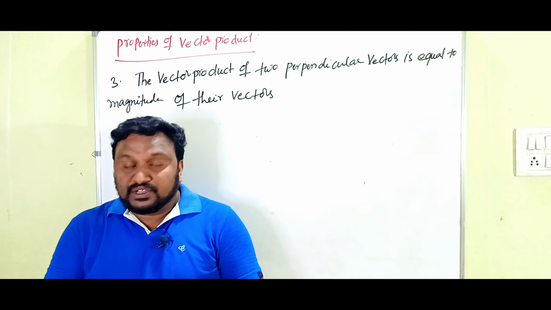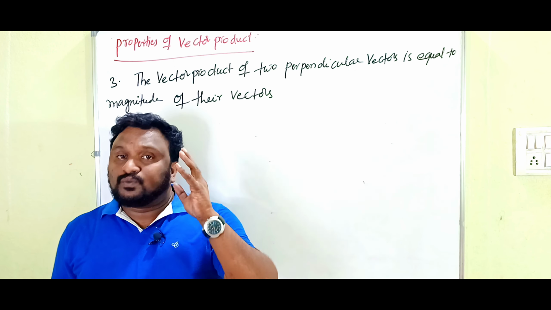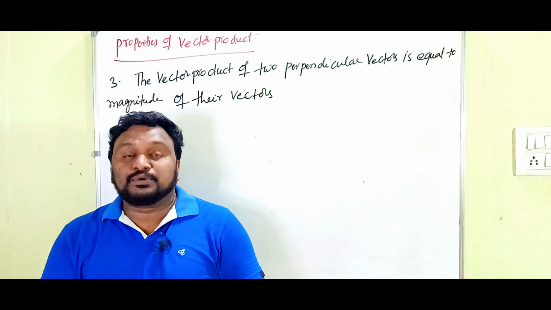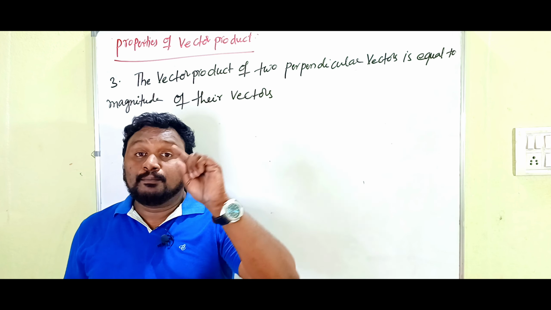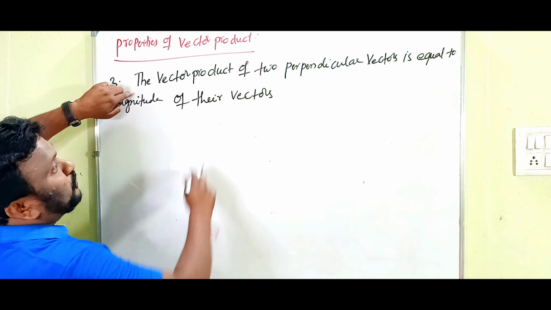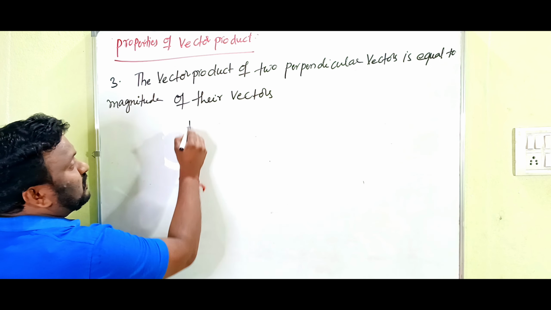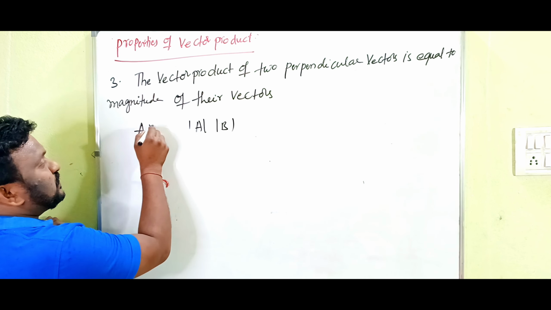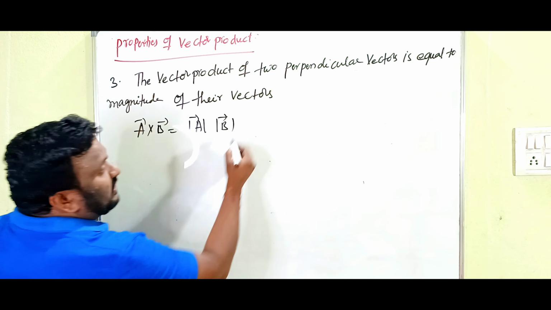See the next property, children. If you take two vectors which are perpendicular, then their vector product is maximum, and that is equal to the product of their magnitudes. Look here, children, the vector product of two perpendicular vectors is equal to the product of their magnitudes. So magnitude of A cross B is equal to mod of A, mod of B, and sin theta.